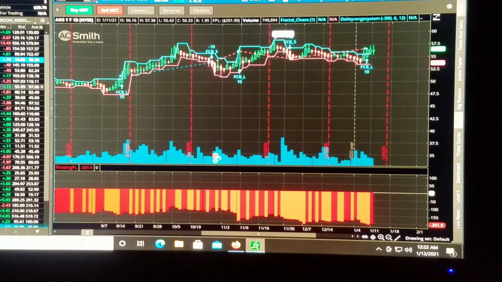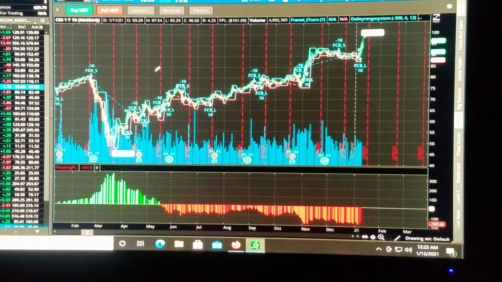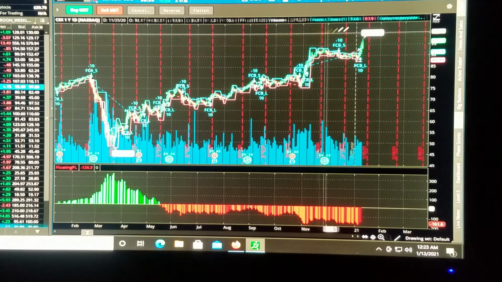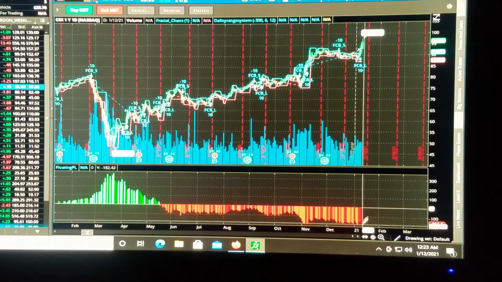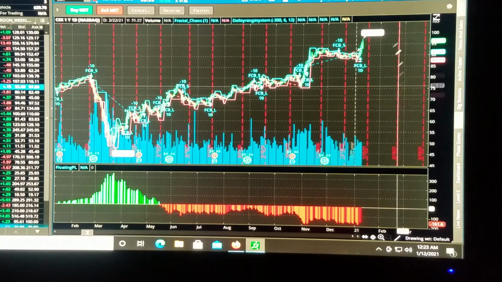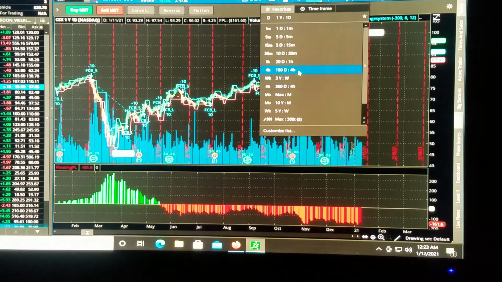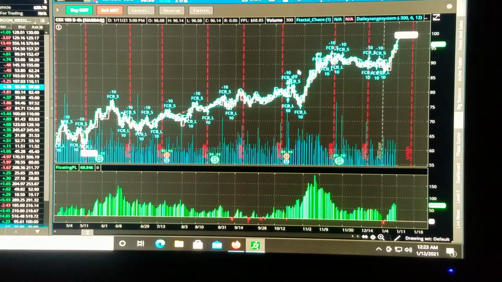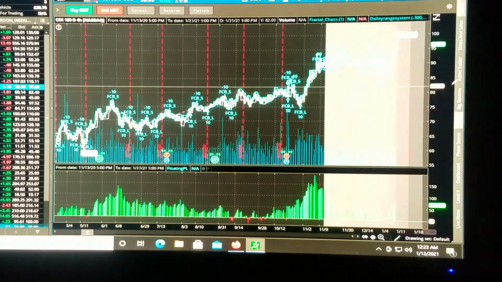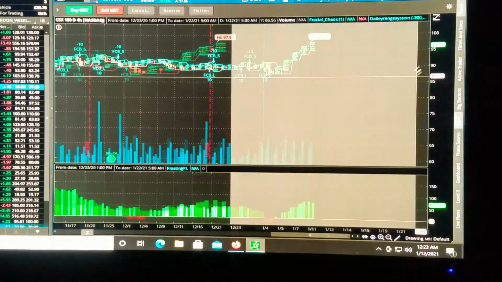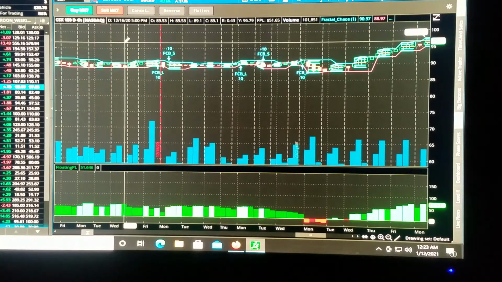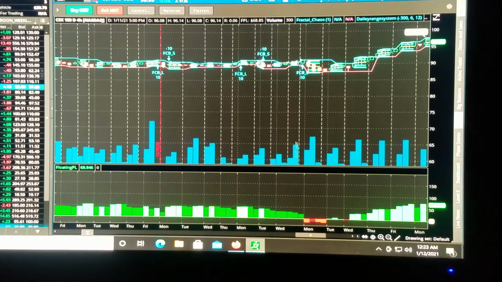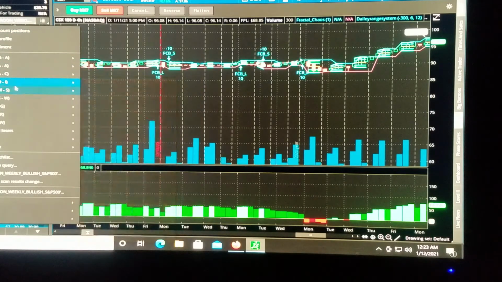Okay. Let's check CSX. It's hit a high, but we're at a bit of a low here, so maybe we can see some upwards action here. Let's find another watch list.